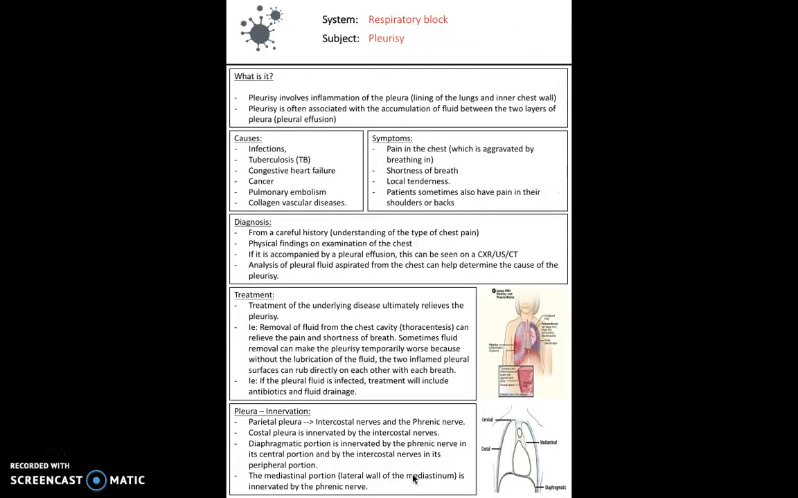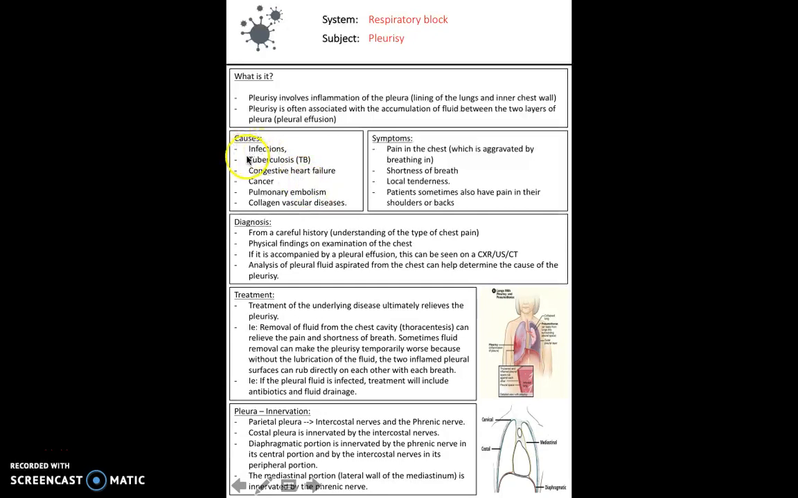Pleurisy is something else that we looked at. So this is inflammation of the pleura. So remember, pleura are those two layers that surround the lungs. You've got the parietal and the visceral pleura. Be aware that pleurisy is inflammation of that. It's associated with accumulation of fluid as well. So sometimes you can get a pleurisy and pleural effusion simultaneously.